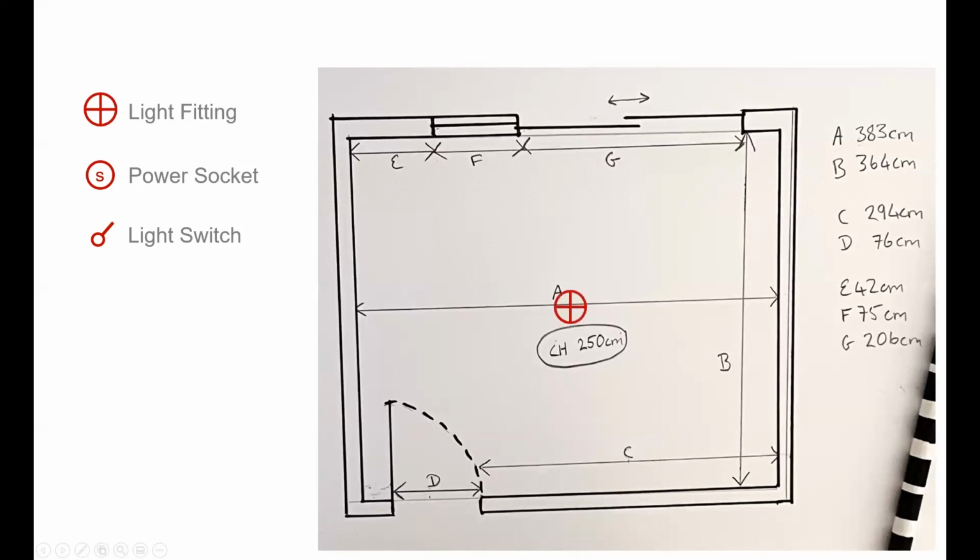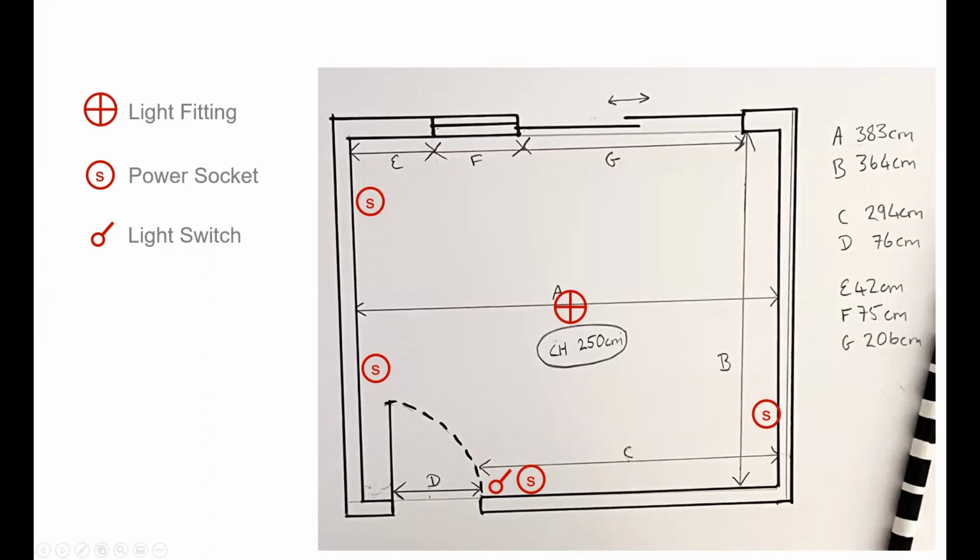So this is an example of how I would mark them on the plan. The light fitting, there's only one in this room, so that's easy. And then there's 4 power sockets, which are actually quite nicely spaced out in the room. And then there's a light switch just as you open the door on the right as you go in.